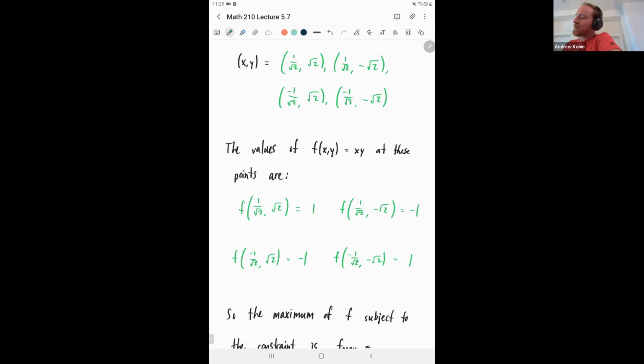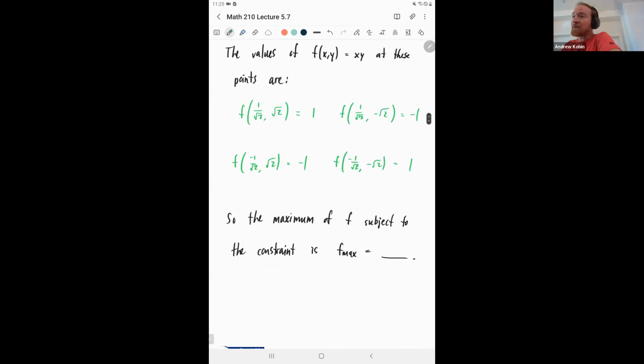So the maximum value of the function f equals xy, subject to that constraining equation, 4x squared plus y squared equals 4. So around that elliptical boundary, the maximum value of this function is 1, positive 1 is what we got. And we could also write down the minimum value. Since we see it on the list, it's negative 1.